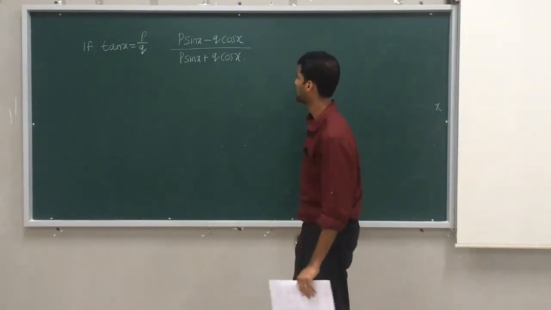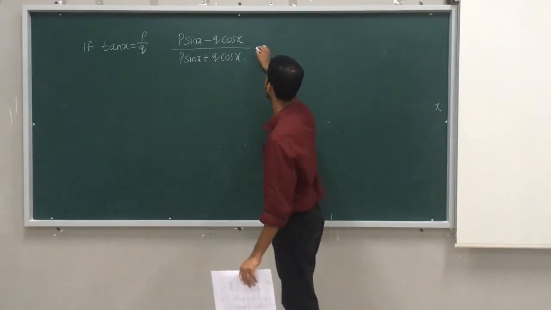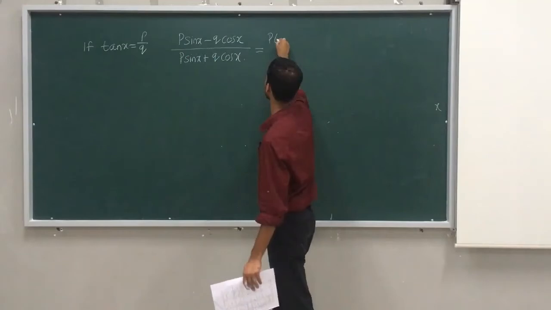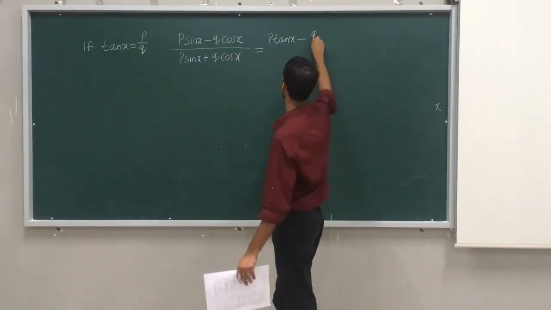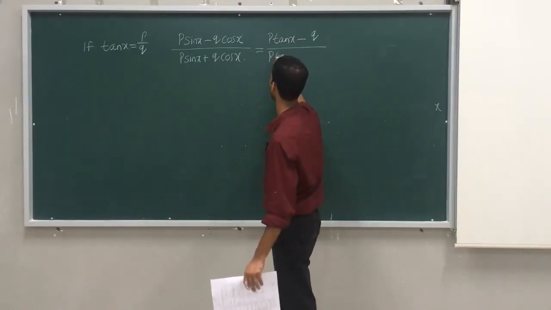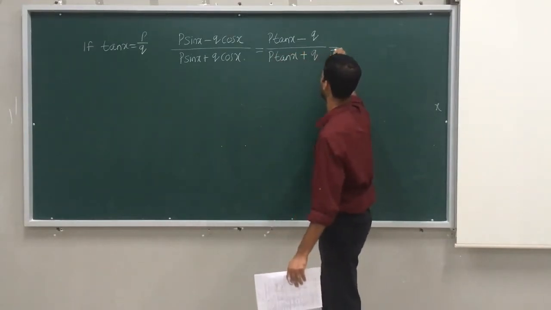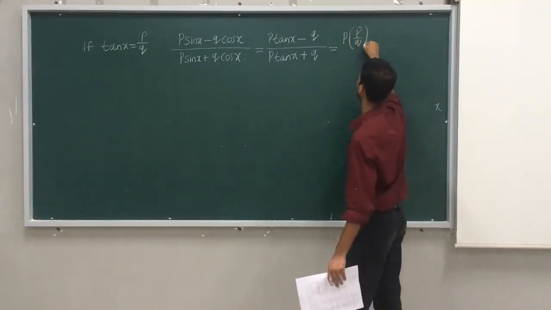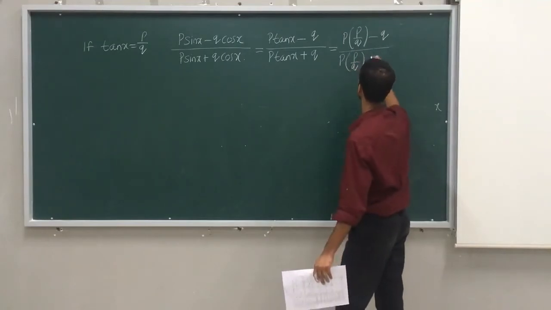So what will I do? I will divide the numerator by cos x and the denominator by cos x. So what will happen? It becomes p times, dividing the numerator by cos x, sin x by cos x is tan x, minus q into cos x by cos x, that is q into 1. The denominator also divided by cos x is p tan x plus cos x by cos x, 1. I already know the tan x answer, p by q. So it is p into p by q minus q, divided by p into p by q plus q.